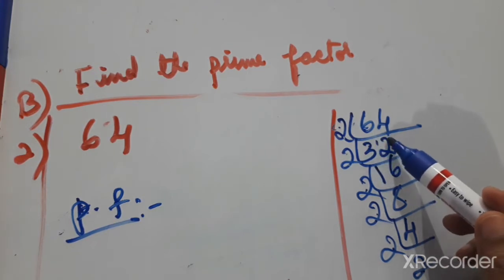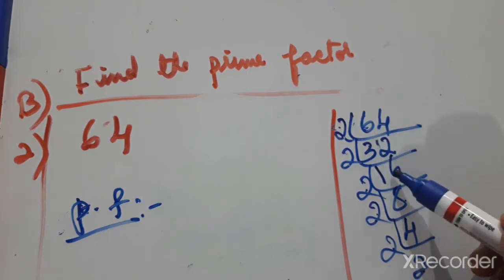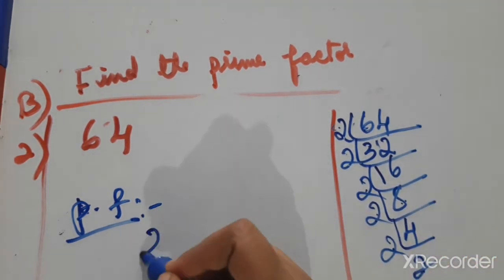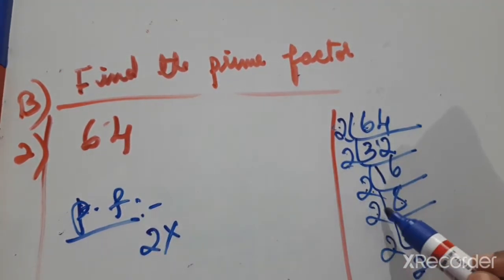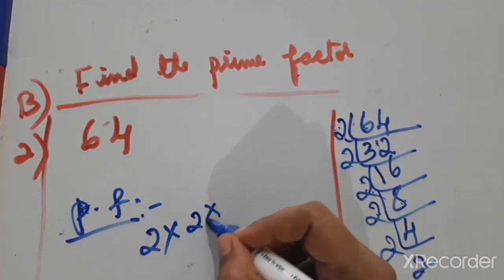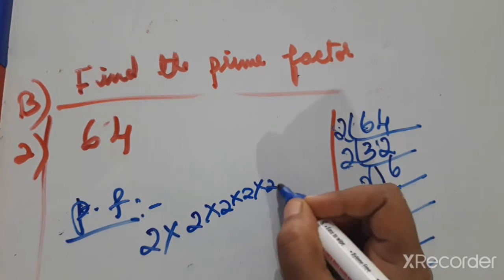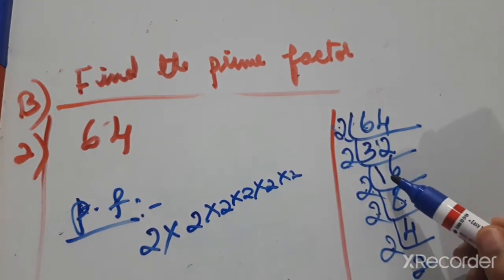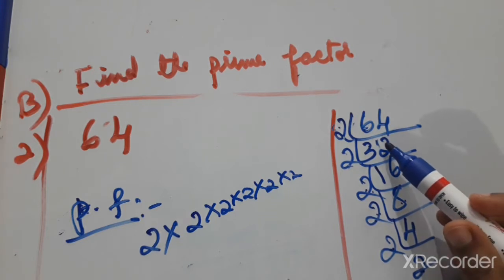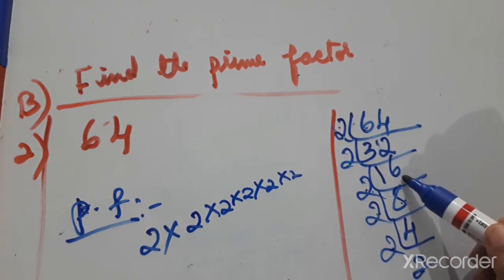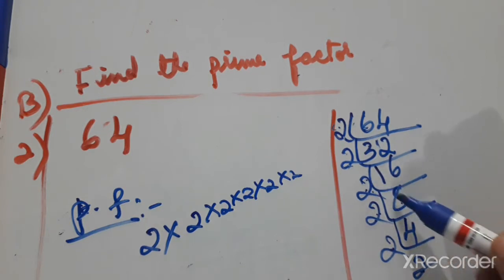2 3s are 6, 2 2s are 4, 2 1s are 2, 1 carry, 2 6s are 12, 2 8s are 16, 2 4s are 8. 2 6s are 12. Here we can try with another number also. Okay.